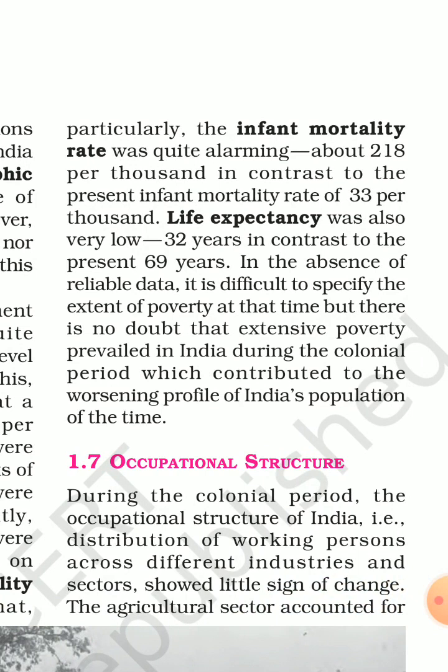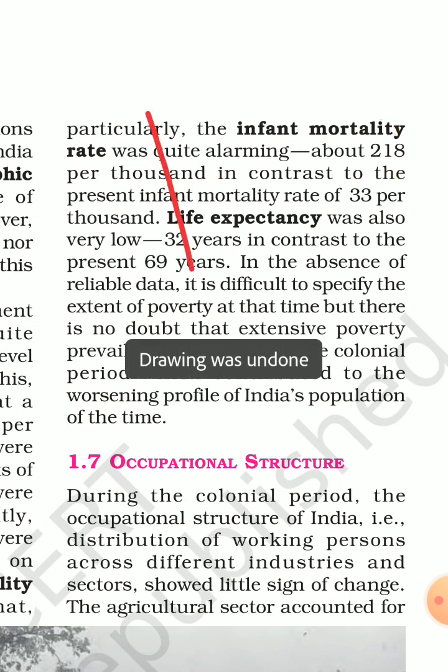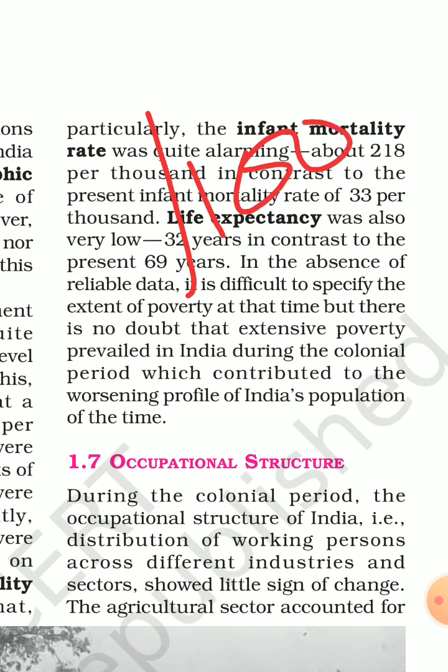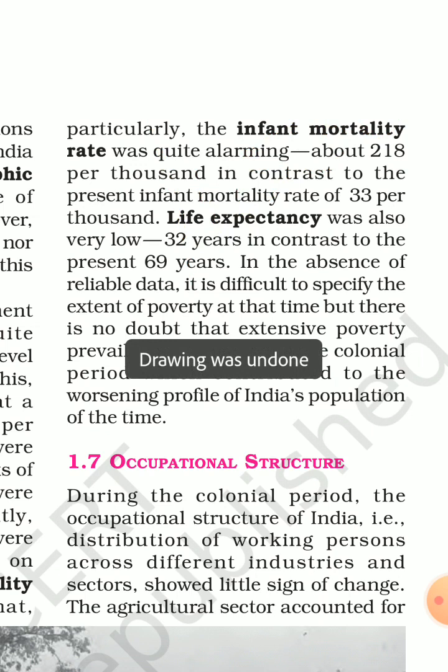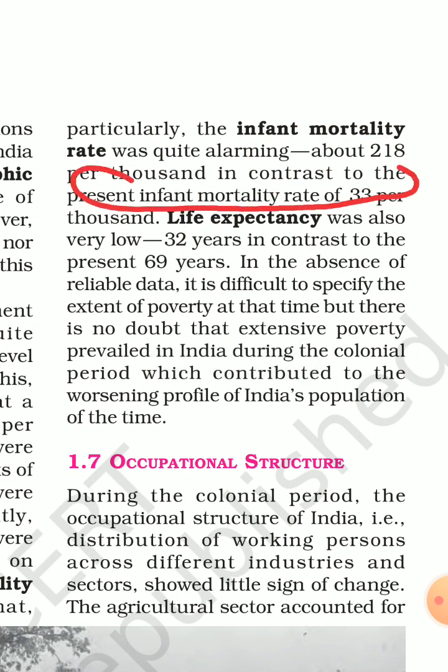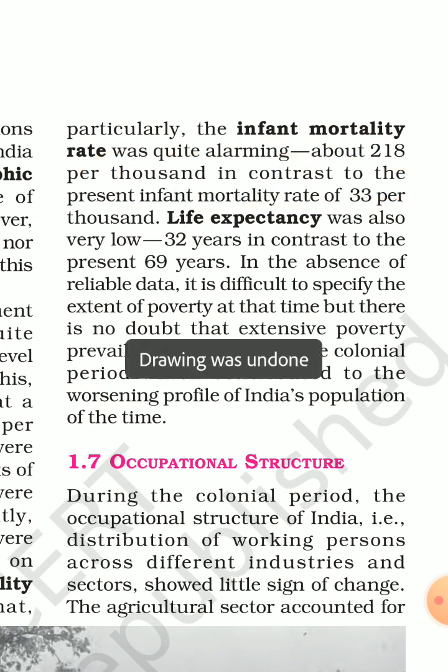And if we talk particularly about the infant mortality rate, okay, means shishu mrityu dar, it was quite alarming. How? We can state the facts here. It was about 218 per thousand. Whenever we count the infant mortality rate, we count at the rate of per thousand. So that time it was 218 per thousand, but the present data is 33 per thousand, not percent, it is per thousand.